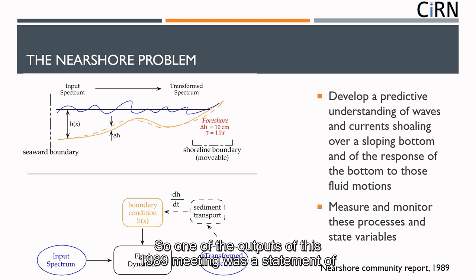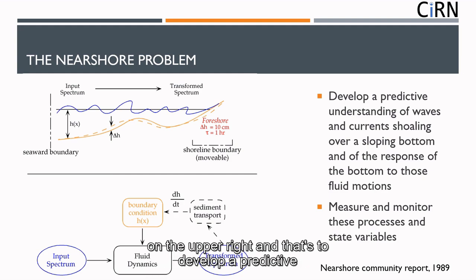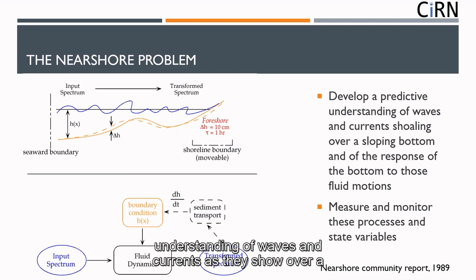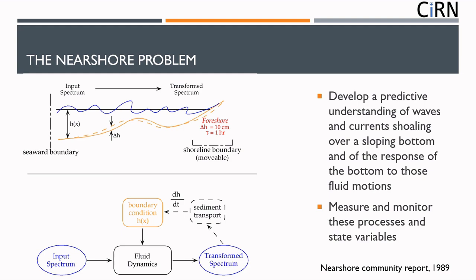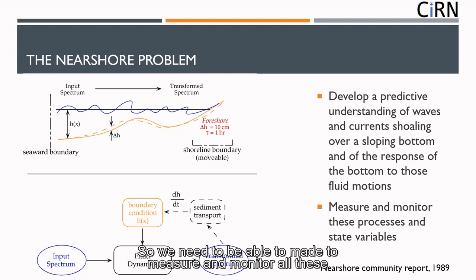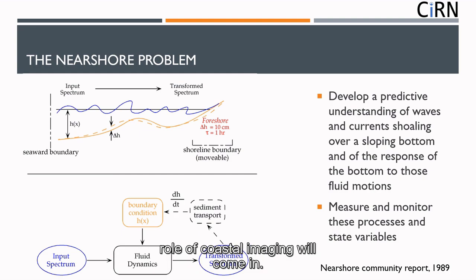So one of the outputs of this 1989 meeting was a statement of our goals for nearshore processes research that's shown on the upper right. And that's to develop a predictive understanding of waves and currents as they shoal over a sloping bottom, and in turn, the response of the bottom to those fluid motions. This is science, so we need to be able to measure and monitor all of these processes and the different variables. And that's where the role of coastal imaging will come in.